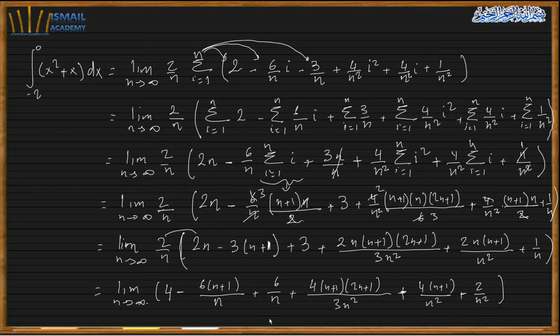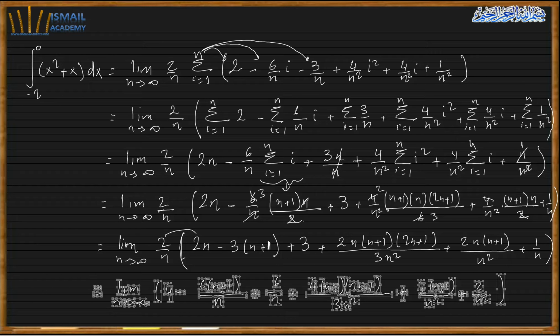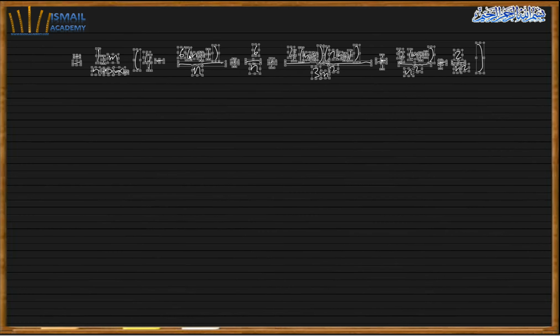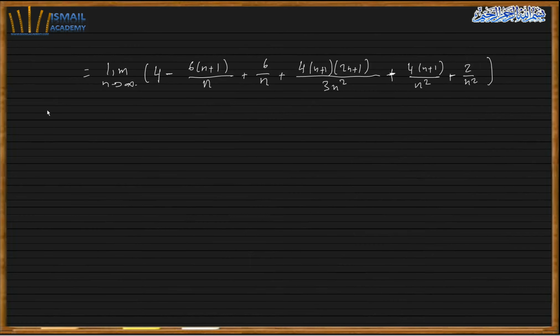Then after you do the limit, so the limit here is straightforward, so I will have the integral from minus 2 to 0 of x squared plus x dx. So here what I do, I work on my limit.